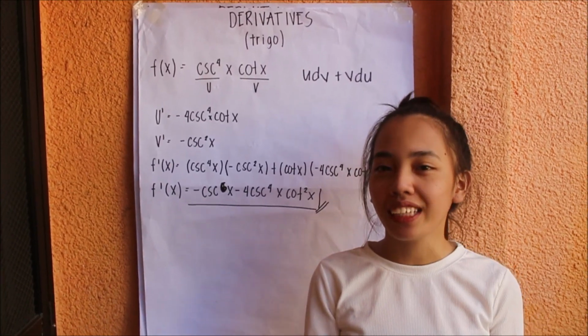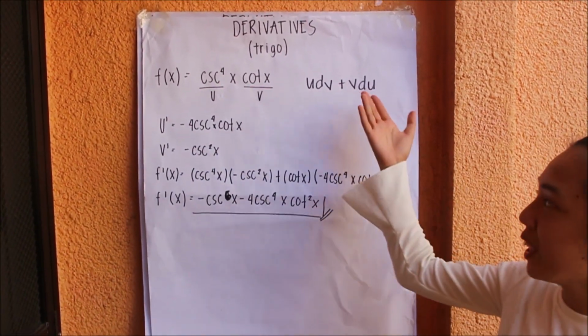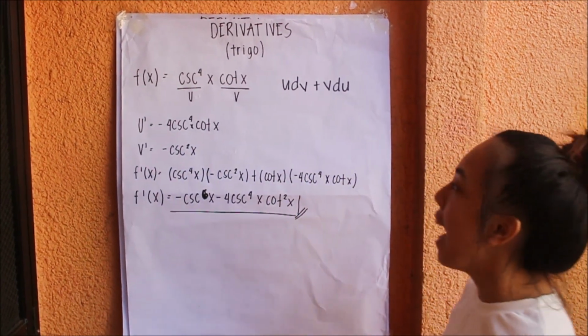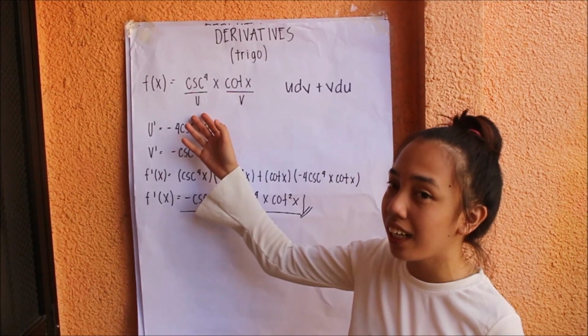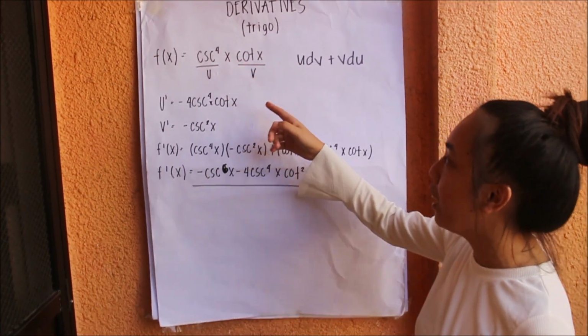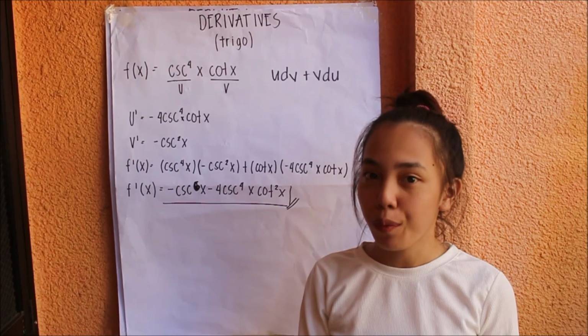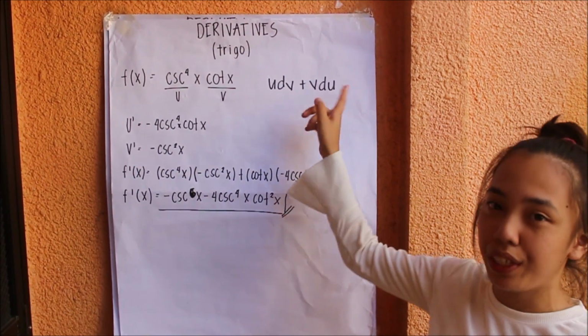So, we have our next topic. We have the derivatives of trigonometric functions. So, the first example is f of x equals cosecant to the power of 4x cotangent x. So we have to follow the formula. We have u dv plus v du.